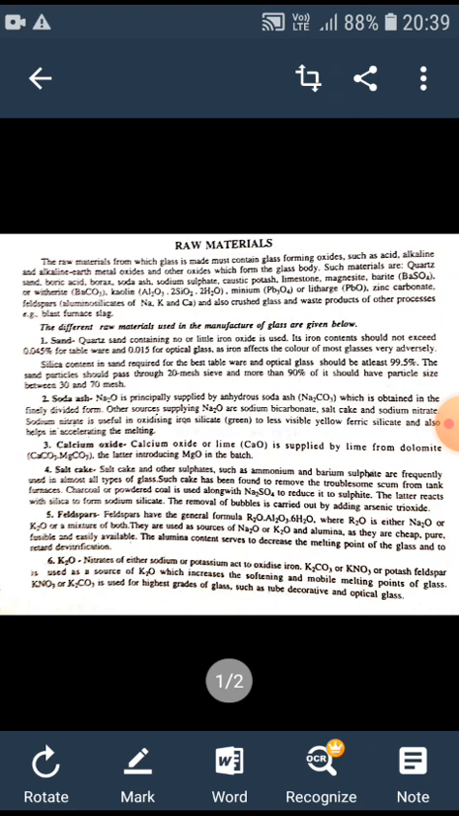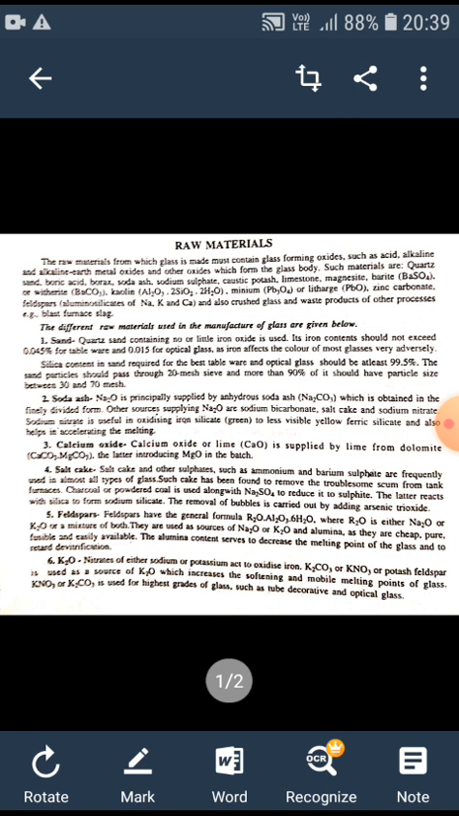Sands. Quartz sand containing no or little iron oxide is used. Sand is a major constituent of glass. Its iron contents should not exceed 0.045% for glass which is used for tableware and 0.015% for optical glass, because iron affects the color of most glasses very adversely. Silica content in sand should be at least nearly 99%.